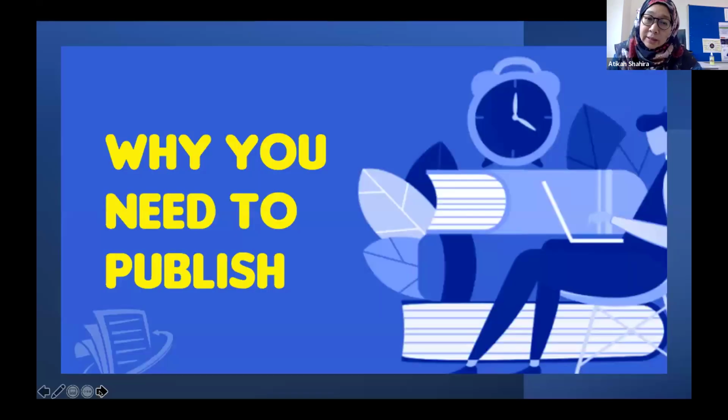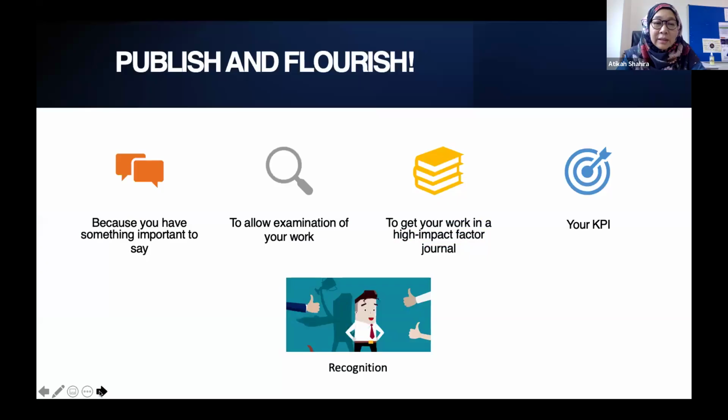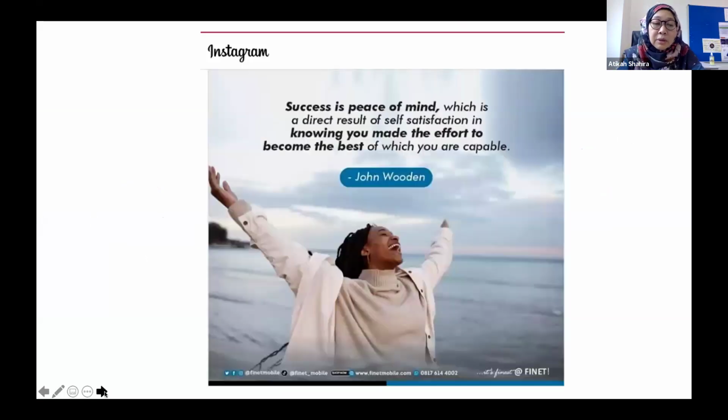And another question that always keeps on our mind: why do you need to publish? Is it because you have something important to say, or to allow examination of your work, or to get your work in a high impact factor journal, or to meet your KPI, or maybe for recognition, or maybe because of self-satisfaction?